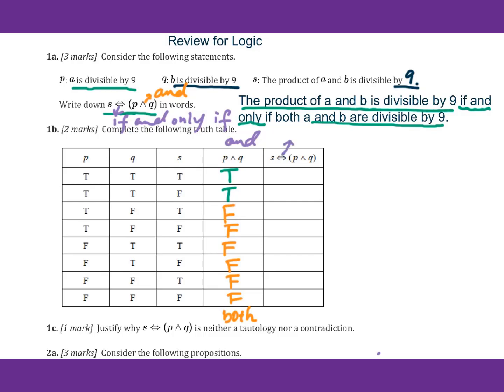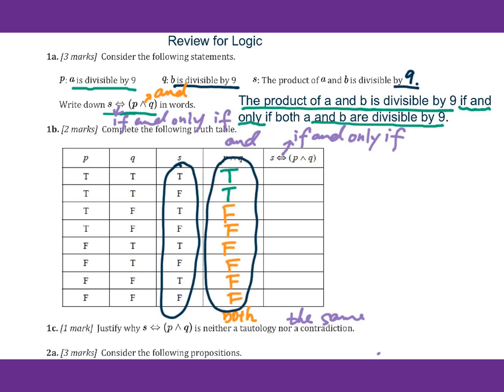This symbol means if and only if. To be true, they must be the same. So you need to check these two columns, this and this. Must be the same, then this is a true. True. This is a true. True. True. Rest of them will be a false because it's not the same.